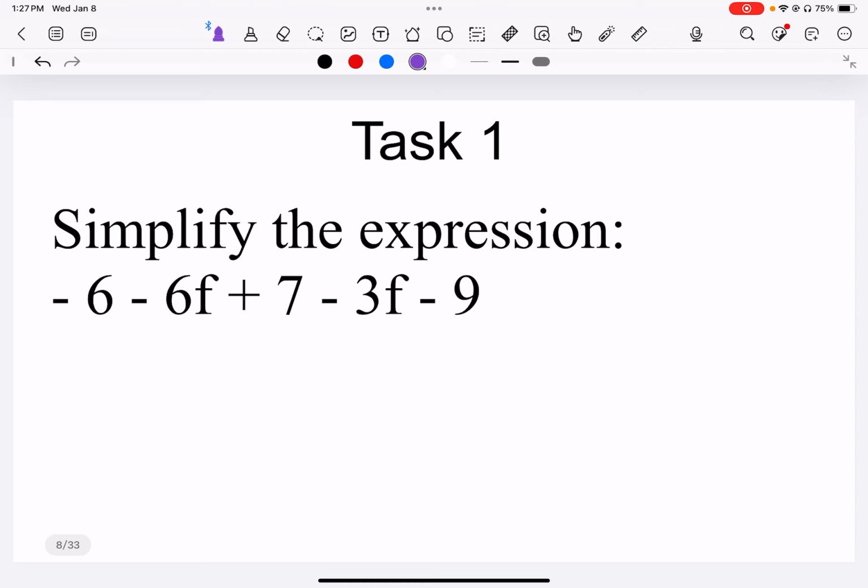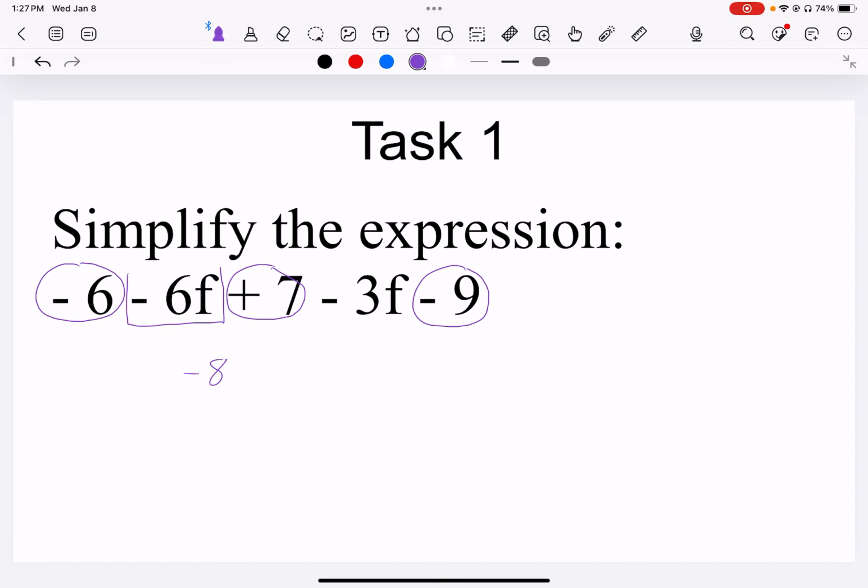Simplify the expression. Simplify the expression just means to combine the like terms. So I'm going to go through my list and see what I have for like terms. I have negative 6, a positive 7, and a negative 9. Notice how I took the sign with my numbers as well. So I would just combine them. Negative 6 plus 7 is 1, and then minus 9 is negative 8.